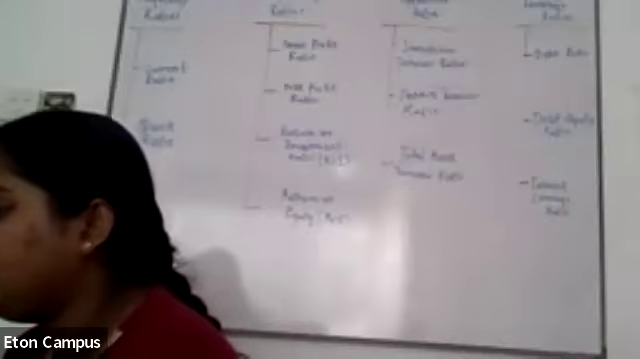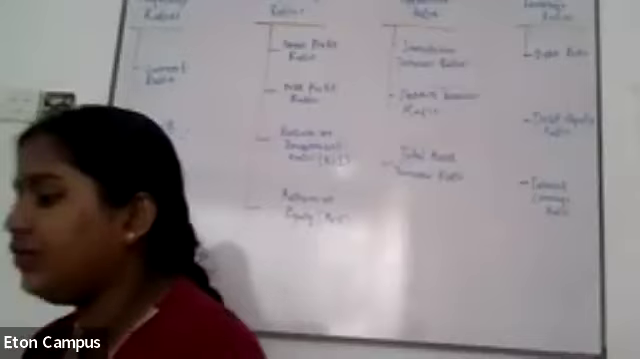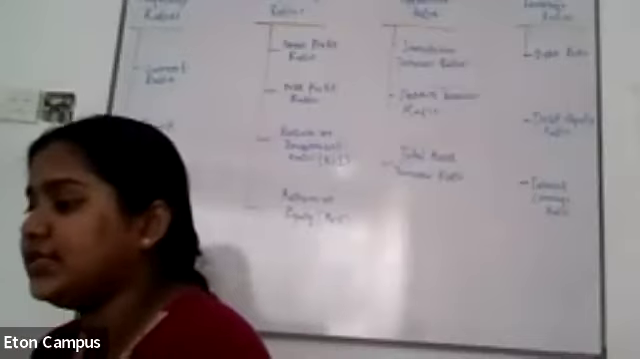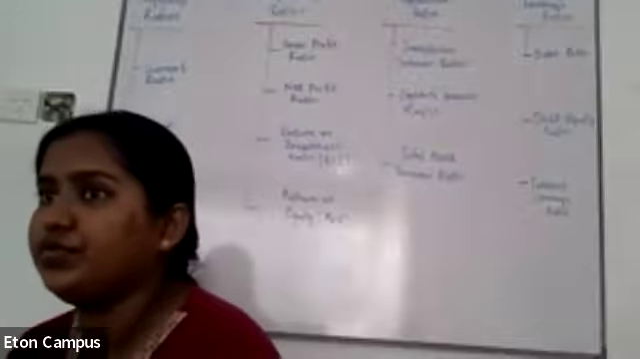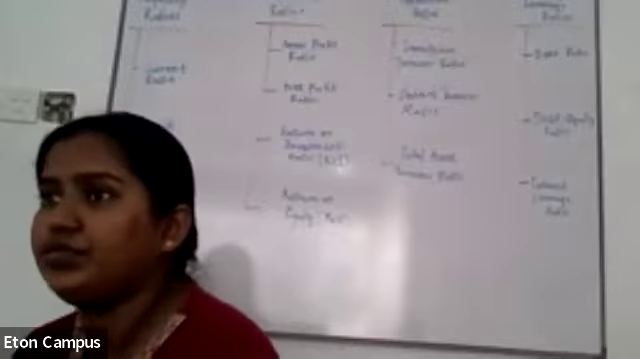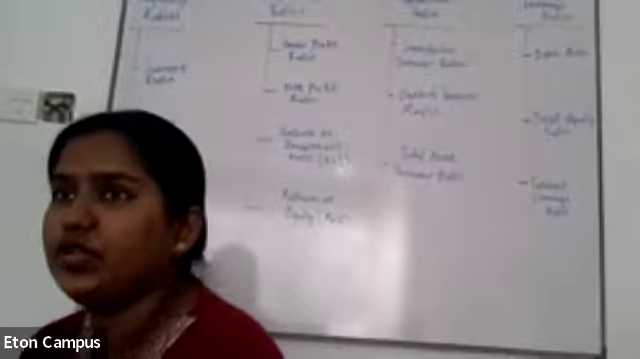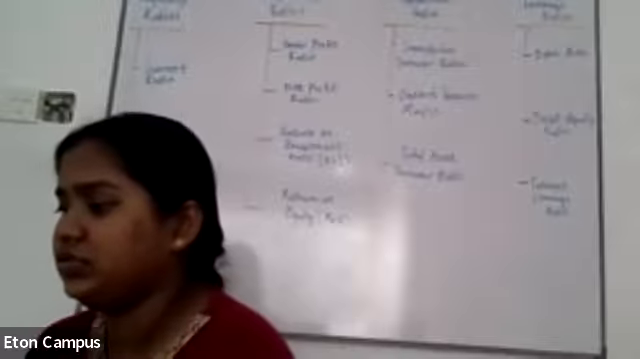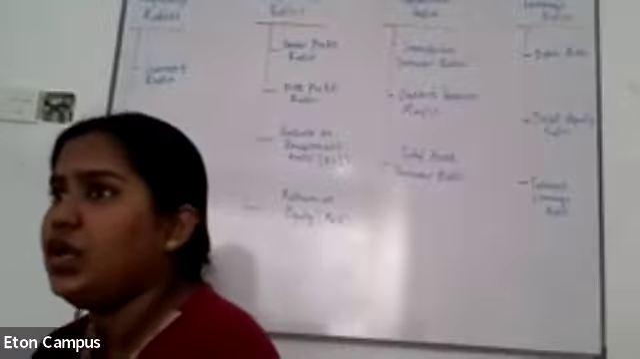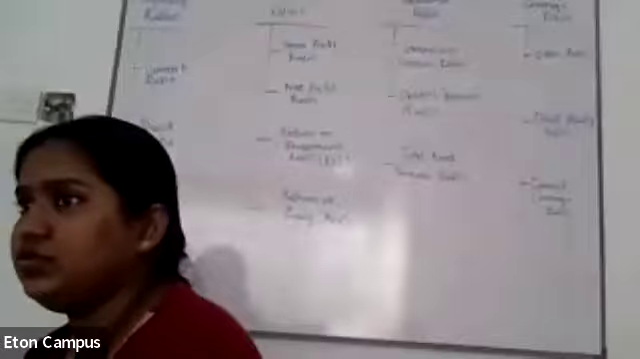Guys, do you all have the formula for how to calculate return on assets and current ratio? Did your teacher give you the formula? No. Yes or no?